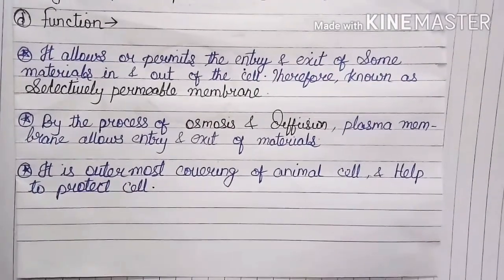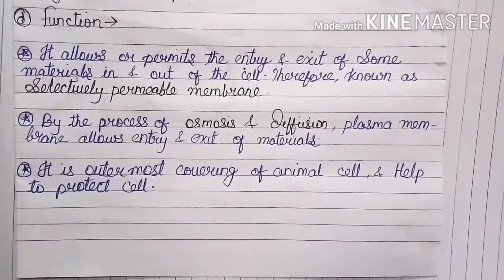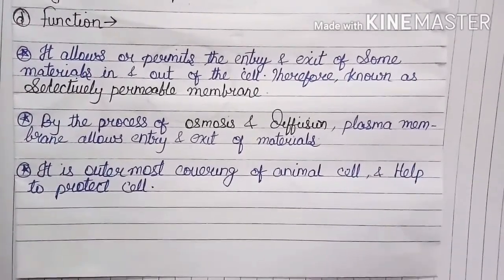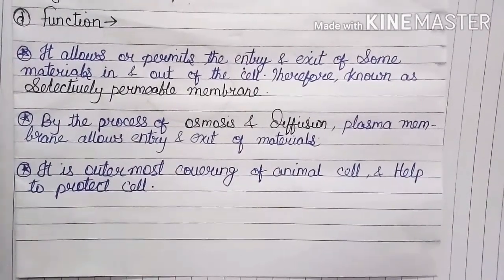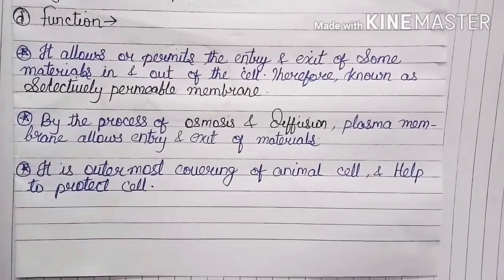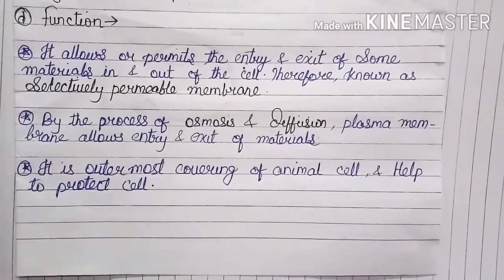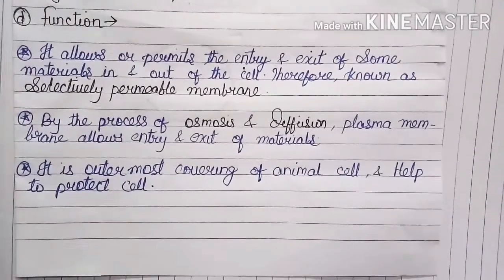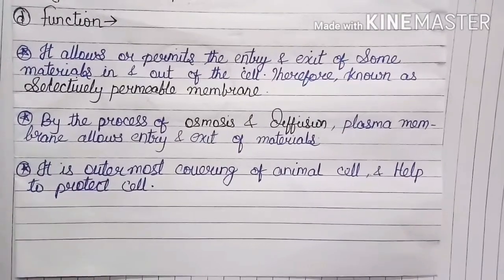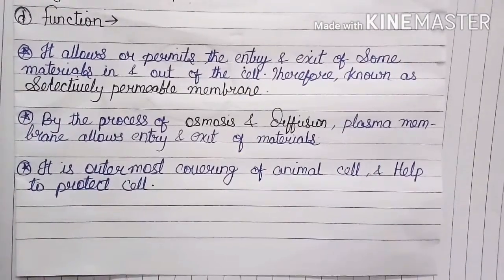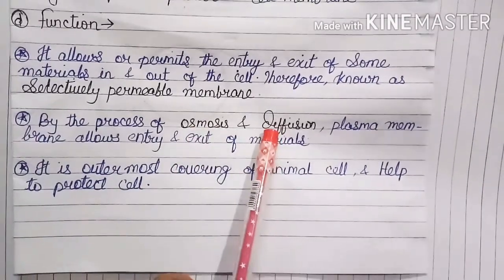What does this line mean? This line means that the entry and the exit of the material inside and outside the cell is regulated by the process which is known as osmosis or diffusion. So let me give you some basic view on osmosis and diffusion. Diffusion is for gaseous particles and osmosis is for liquid particles. Okay, we will further discuss this osmosis and diffusion in detail.